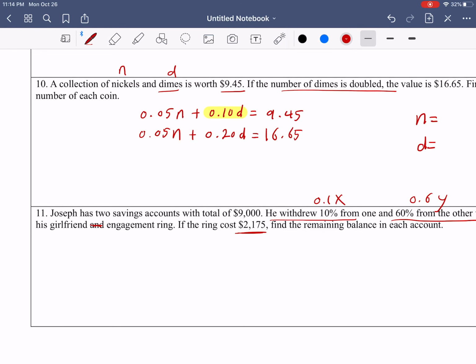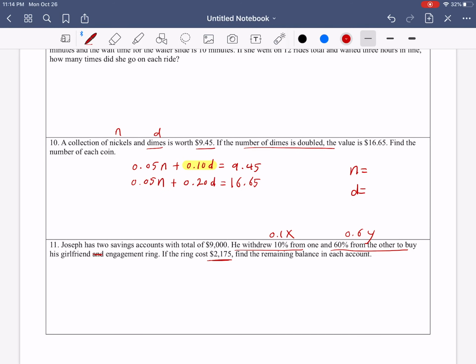So we don't know how much money he has in each account, but we know account X plus account Y, he had $9,000. To propose to his girlfriend, he pulled 10% from his first account and 60% from his second account, and that was $2,175. So if you put this into the calculator, you're going to find the X value and the Y value.